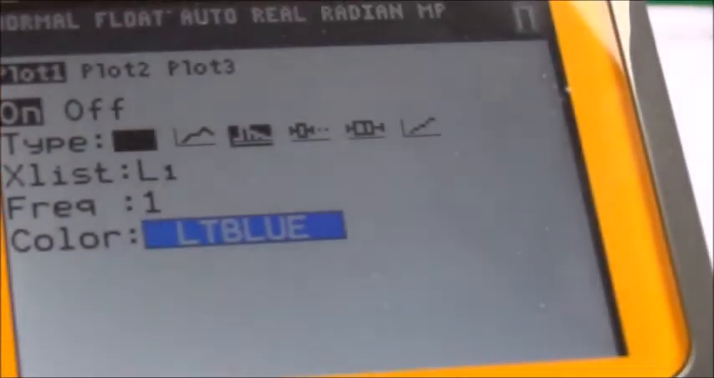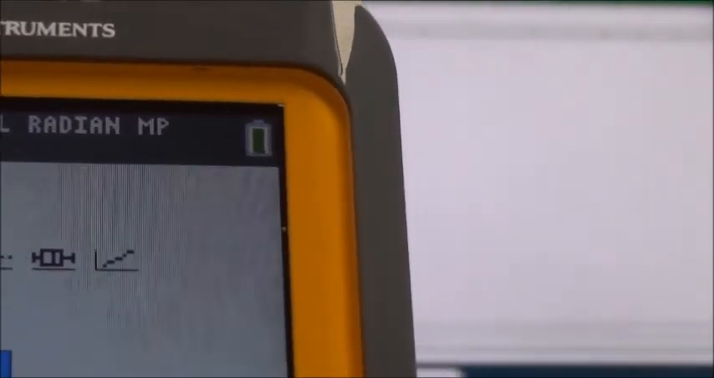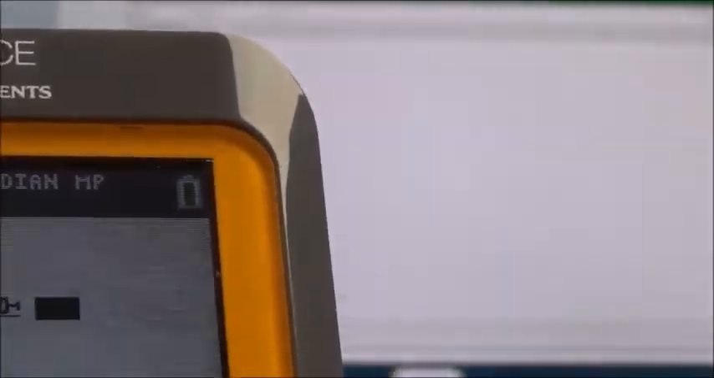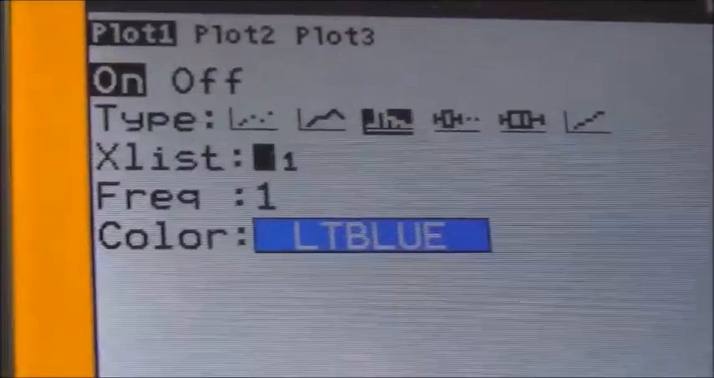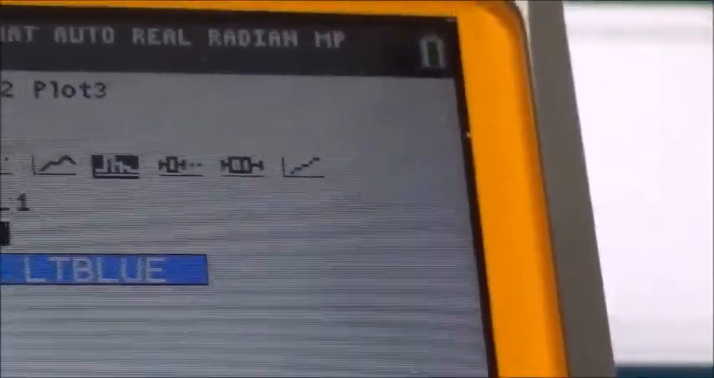The type, I'm going to go 1, 2, 3, 4, 5. That 6th one over should be the very last one. So I've got the very last one highlighted. Go ahead and make sure list 1 is in there for your X list. If not, you would hit second function 1 to make list 1. Frequency, we're just going to leave at 1. And I am going to just enter through that.